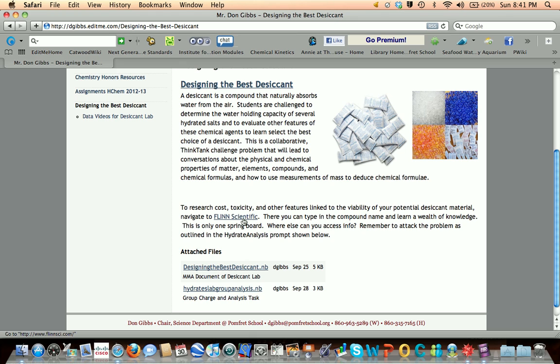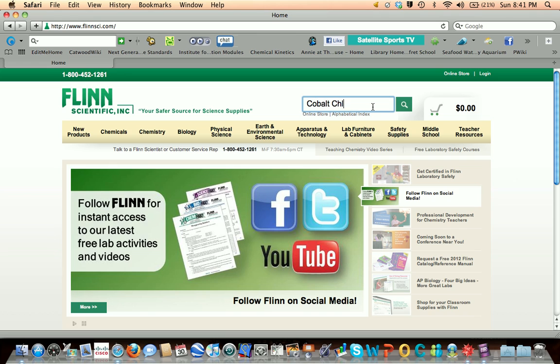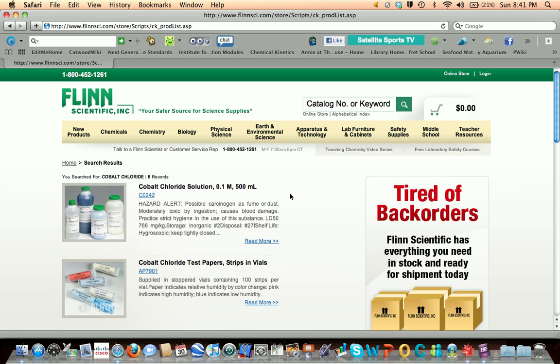So in order to do that, I'm going to navigate here to the Flynn Scientific website. Okay, this is Larry Flynn. You think I have a cool lab coat? He's got the best. And over here, I can type in my compound, which was cobalt chloride. So this should take me out to Flynn Scientific's cobalt chloride inventory and how I might purchase it.